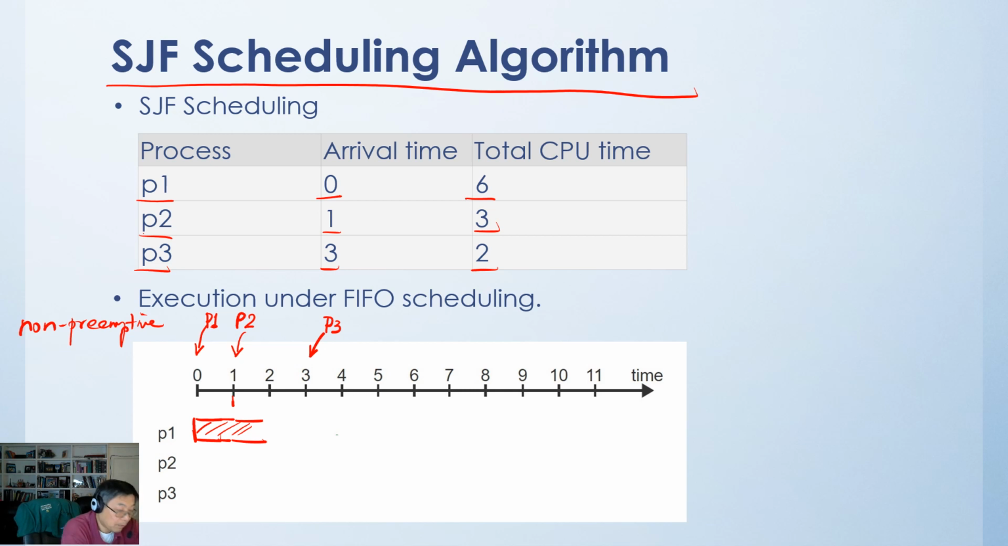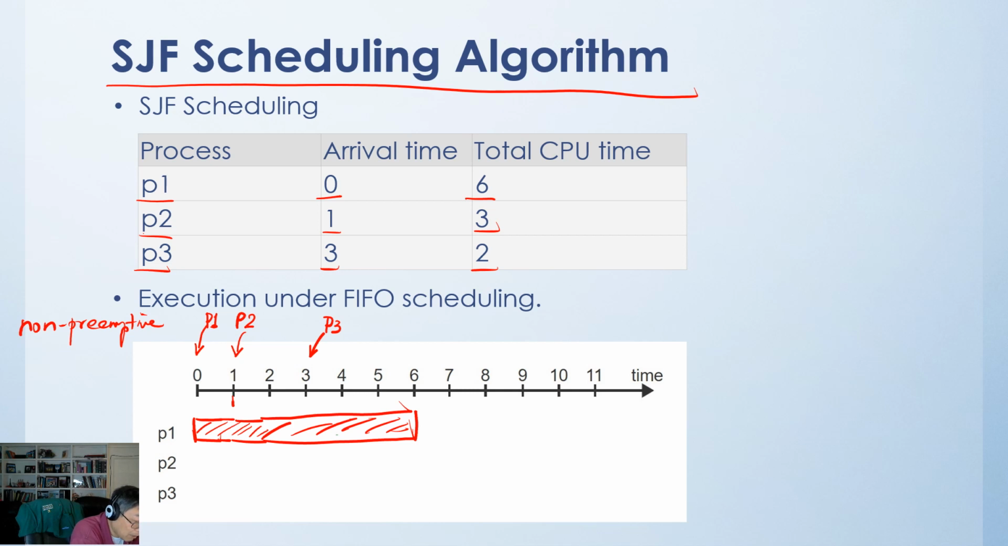So the operating system cannot kick P1 out, simply because P1 has a long CPU time. So we're going to continue to run P1 until P1 finishes at time 6.